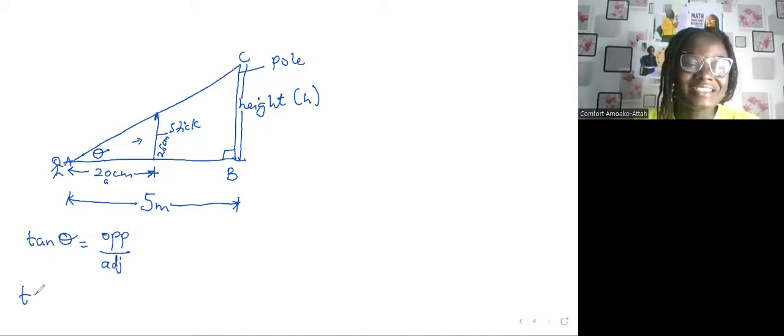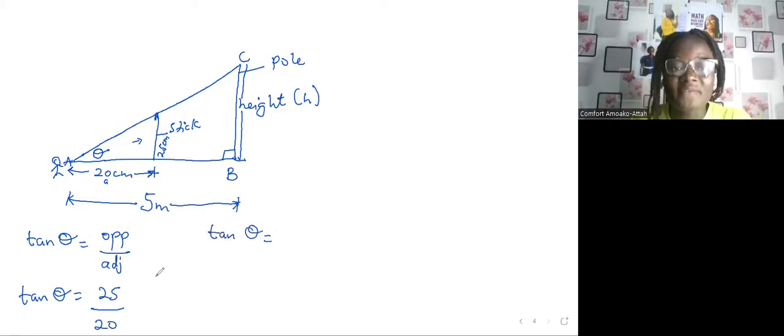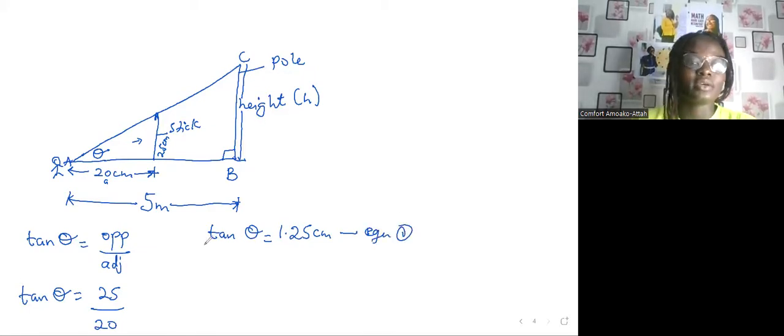And so this is giving us tan theta is equal to opposite, here is 25, over adjacent, which is 20. And so we are getting tan theta is equal to, simplifying this, 1.25. Okay, that is tan theta. Let's make this equation 1, because we have another right angle triangle here.